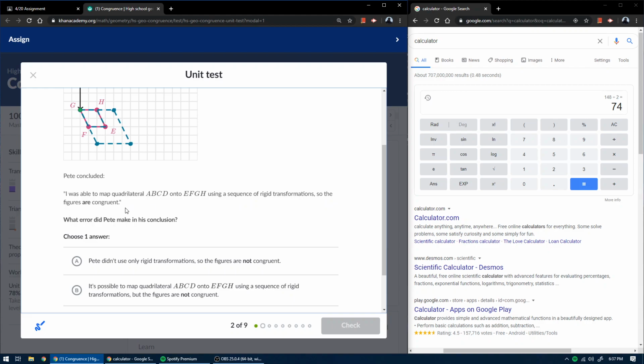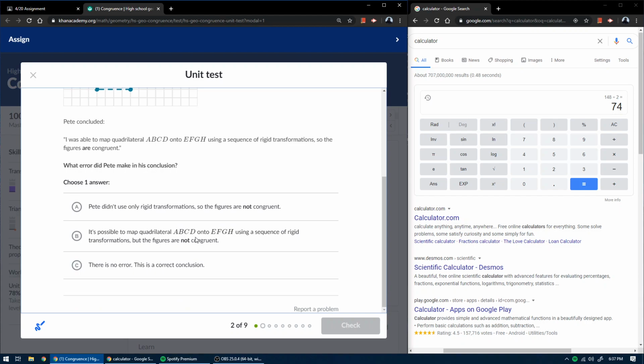I was able to map onto using a sequence of transformations so the figures are congruent. Okay, he claims that they are congruent. So there are three choices here. There's two reasons, and then there's this. For some of these, this will be a true fact. For others, he'll have done this incorrectly. But it's pretty easy to tell. The first one says Pete didn't use only rigid transformations, so the figures are non-congruent. So you need to know what a rigid transformation is, right? If you don't know what this is, then you can't answer the question.